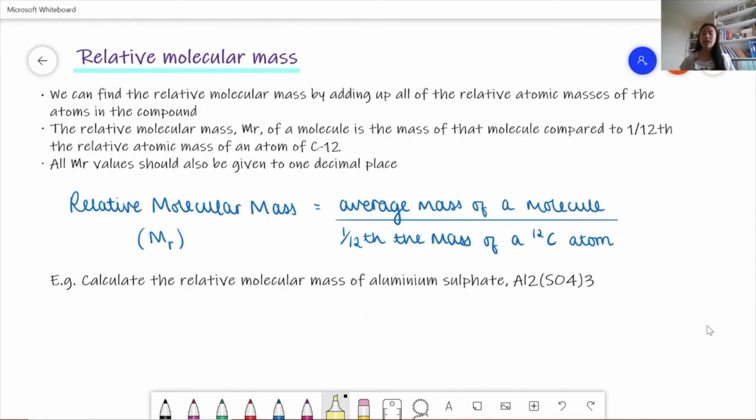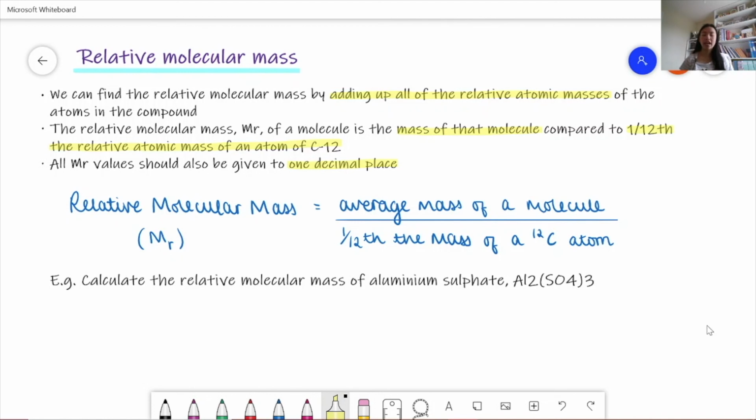So now we're going to have a look at relative molecular mass. And we can find the relative molecular mass by adding up all of the relative atomic masses of the atoms in the compound. And the relative molecular mass, or the MR, of a molecule is the mass of that molecule compared to 1/12 the relative atomic mass of an atom of carbon-12, which is what we've stated to be 1. And again, like the relative atomic mass, all MR values should also be given to 1 decimal place. And so another way we can express this relative molecular mass is having the average mass of a molecule divided by 1/12 of the mass of a carbon-12 atom.